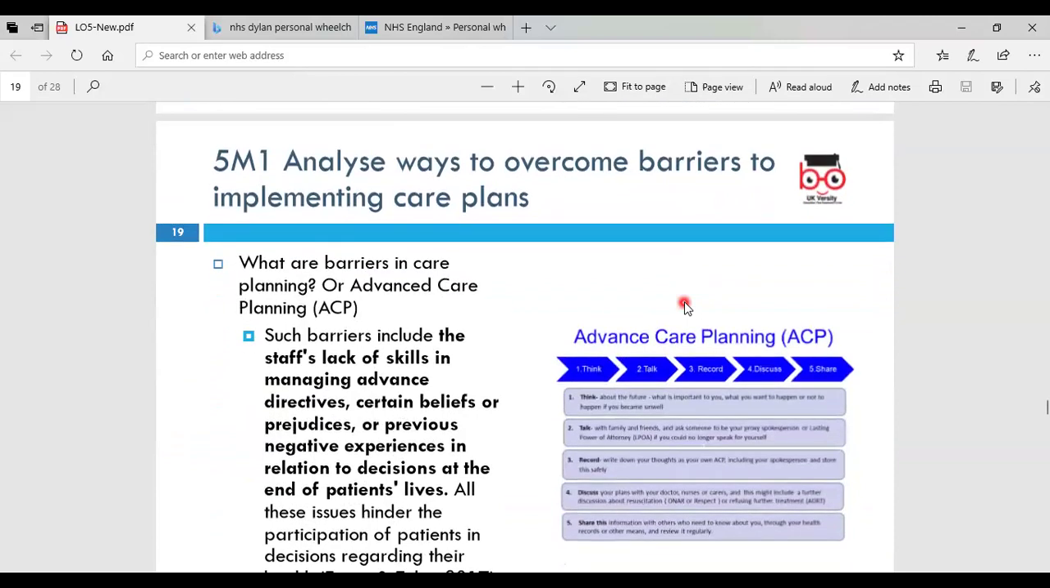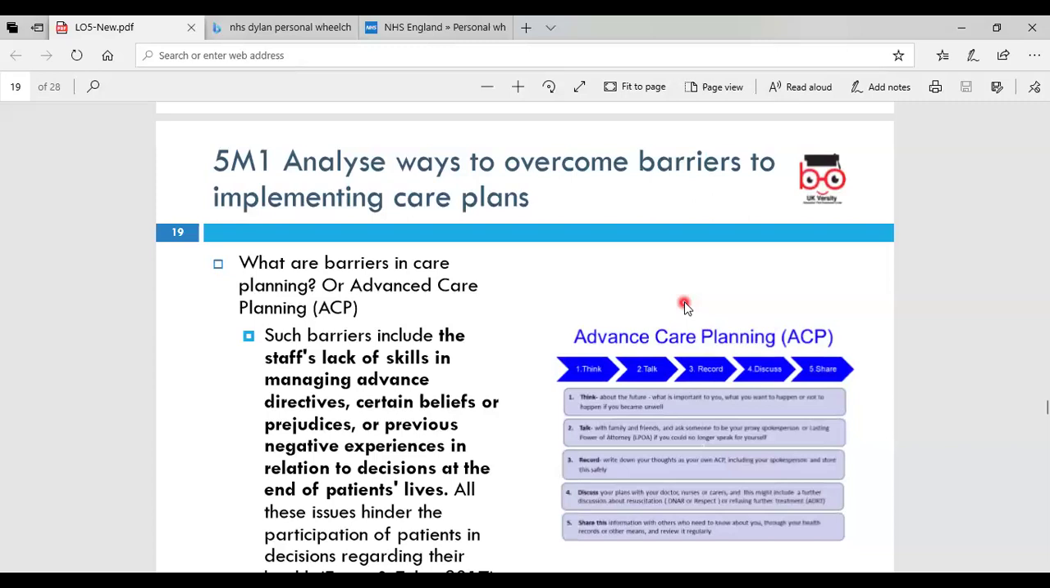M1, 5M1, so it's analyzing ways to overcome barriers to implementing care plans. One of the last topics that we'll be discussing. So advanced care planning is very important. It's called ACP. So these are done when obviously you've seen all what barriers could exist.